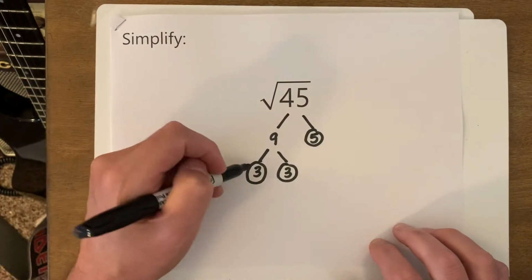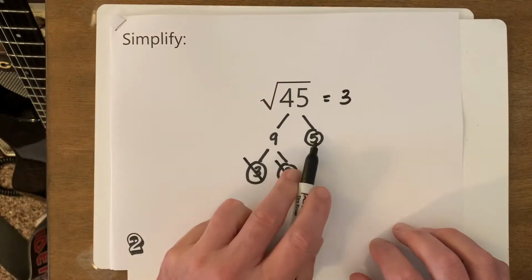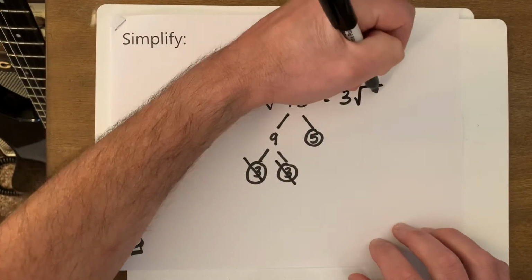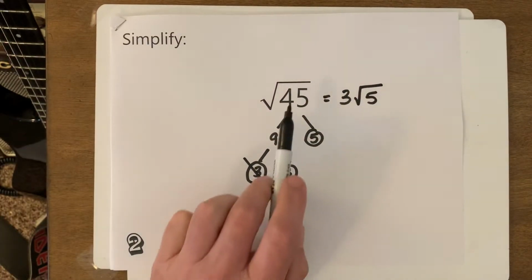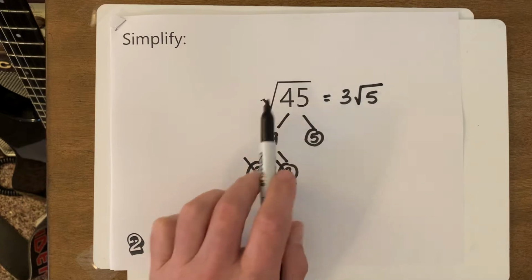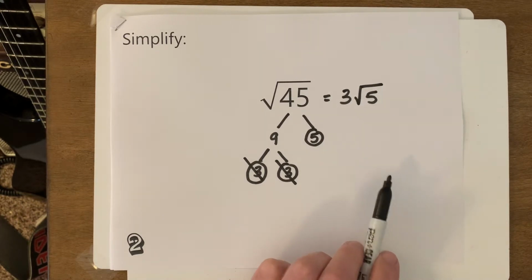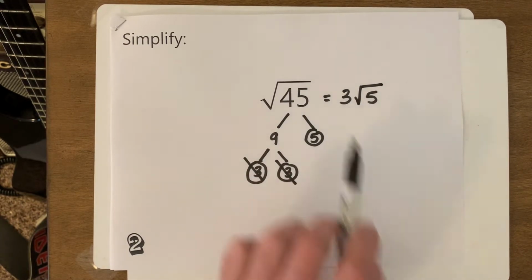So here we have a pair of 3's. So the 3 comes out on the outside, but that 5 is left inside. So root 45 is equivalent to 3 root 5. There are lots of times when you're going to have to do this, especially when you're solving quadratics and you have irrational solutions and you have to simplify things. You can't just leave it like this. You have to try to simplify it completely.